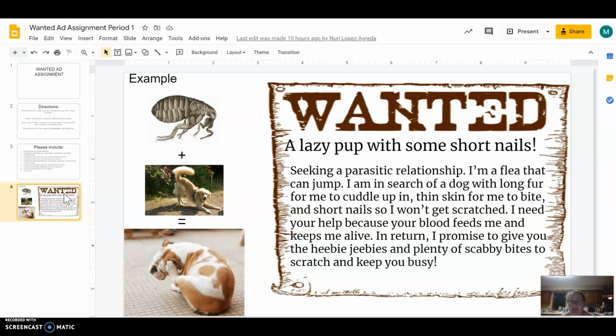So what I want you to do is come up with a classified ad or a personal ad or an in search of ad. So in this case, I pretended that I was a parasite, which is a flea. And so my wanted poster says, a lazy pup with some short nails, seeking a parasitic relationship. I'm a flea that can jump. I'm in search of a dog with long fur for me to cuddle up in, thin skin for me to bite, and short nails so I won't get scratched. I need your help because your blood feeds me and keeps me alive. In return, I promise to give you the heebie-jeebies and plenty of scabby bites to scratch and keep you busy.